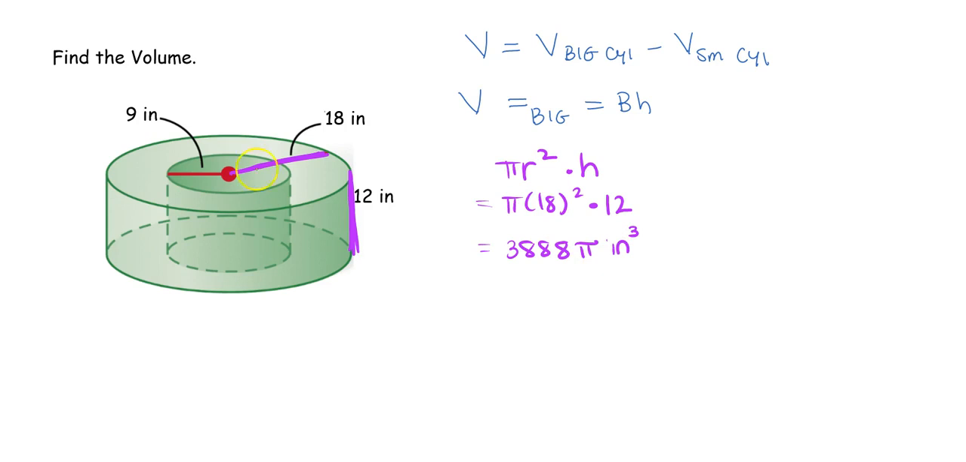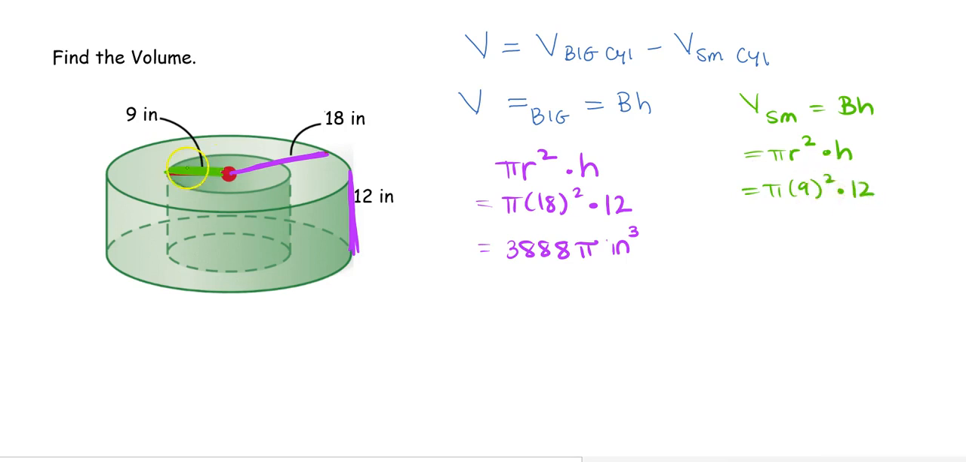Then we look at the smaller cylinder that we're going to be cutting out. So the volume of our small cylinder, it's still a cylinder, so it's still base times height. The base is still a circle, so it's still pi r squared times the height. Now in the small one, your radius is 9. It still has the same height because it's still extending for that same distance as the big one. We do 9 squared times 12 to get 972 pi, put right back on at the end.